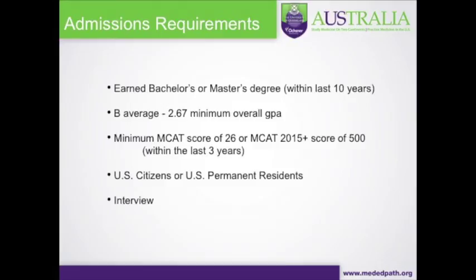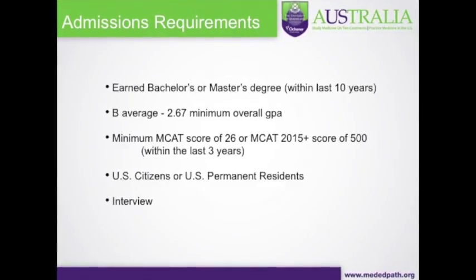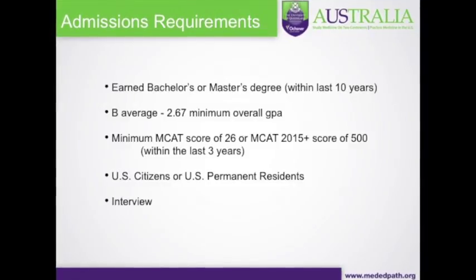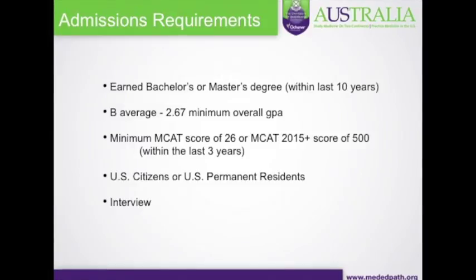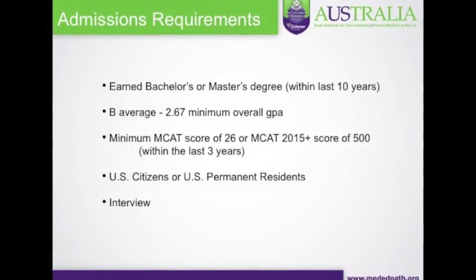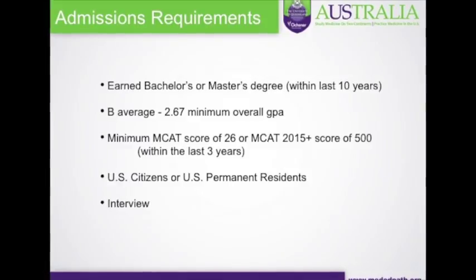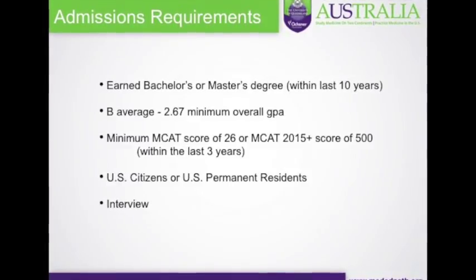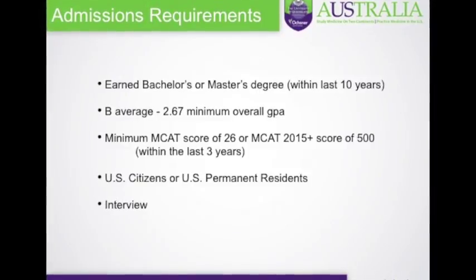In order to be eligible for UQ Ochsner, you must meet the minimum requirements. These include an earned bachelor's or master's degree awarded within the last 10 years with a B average overall. This comes out to about a 2.67 on a 4.0 scale. You must have a minimum MCAT score of 26 or an MCAT 2015 plus score of 500 taken within the last 3 years. You must also hold U.S. citizenship or U.S. permanent residency.